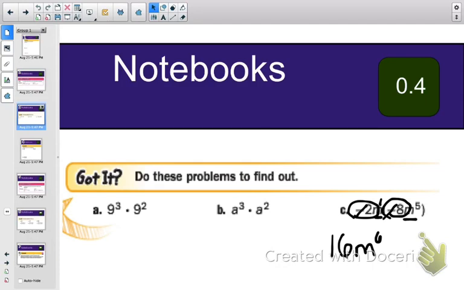So you only worry about the exponents when your bases are the same, like your m's here. Otherwise, you just multiply. Usually, you just multiply the numbers together anyway. So negative 2 and negative 8, multiply them together. All right. So again, try A and B, and then I'll move on to the next one.